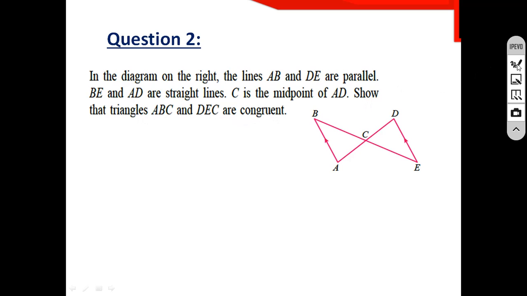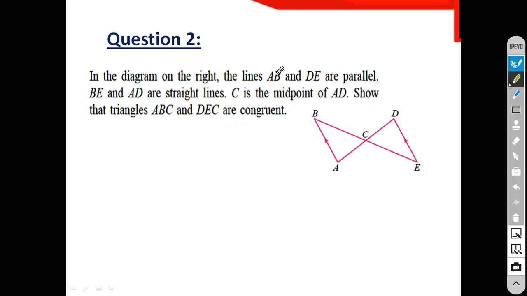So now, students, look at the information given. AB and DE are parallel. So, it means that in these parallel lines, they can form a Z shape like this. So, in this Z shape, the two angles are the same. So, the angles are A. They are equal in angles.